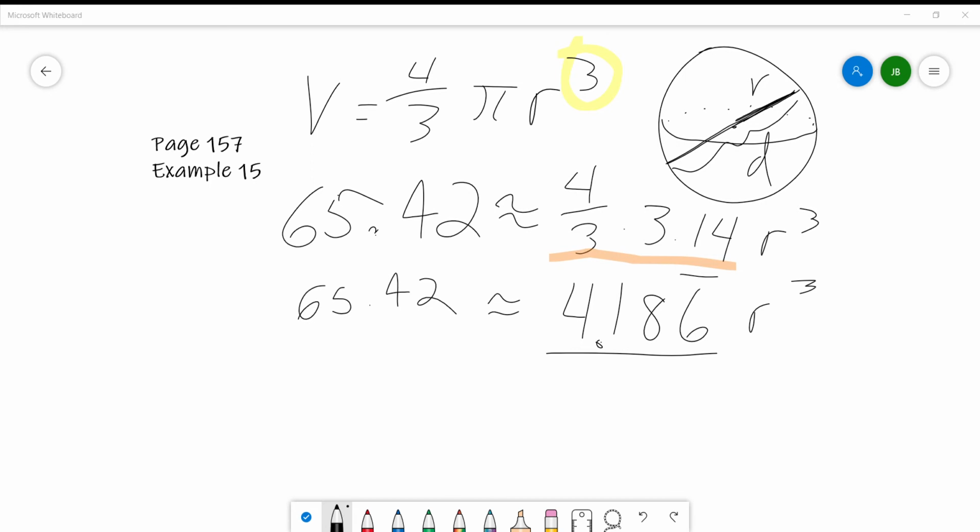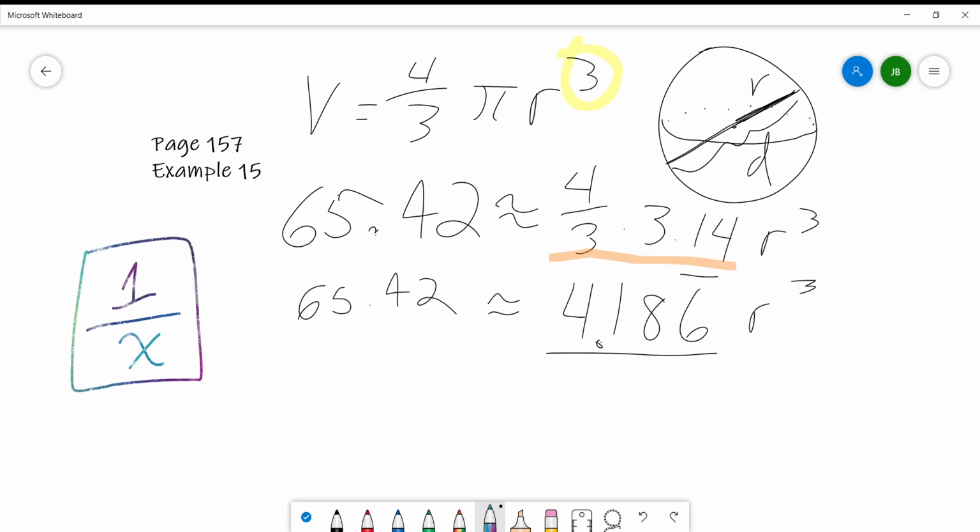One way that I can do that, since I already have 4.18, 6 repeating on my calculator, is just hit that reciprocate button. It looks like this, 1 over x. This reciprocate button will save you a step. It's pretty great, because then it turns 4.18, 6 repeating into its reciprocal, and then you just multiply it times that number, and it's the same as dividing by that number, because dividing by any number is the same as multiplying by its reciprocal.